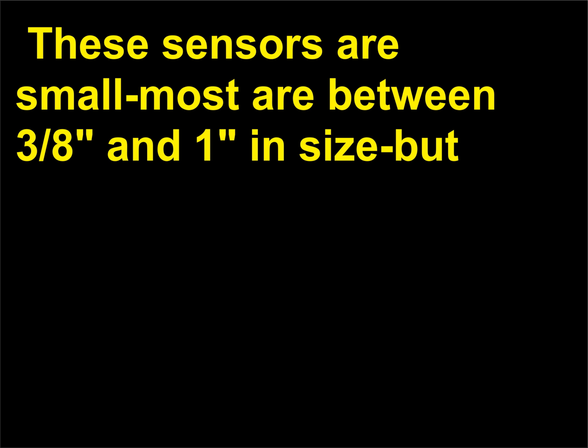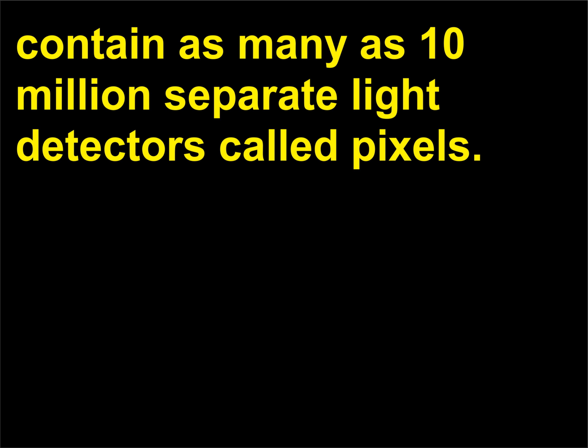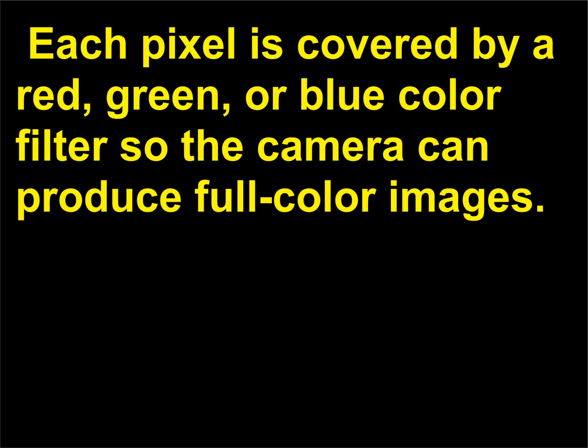In older cameras, the photosensitive surface was film. Today cameras use a digital sensor. These sensors are small, most are between 3/8 and 1 in size, but contain as many as 10 million separate light detectors called pixels. Each pixel is covered by a red, green, or blue color filter so the camera can produce full-color images.